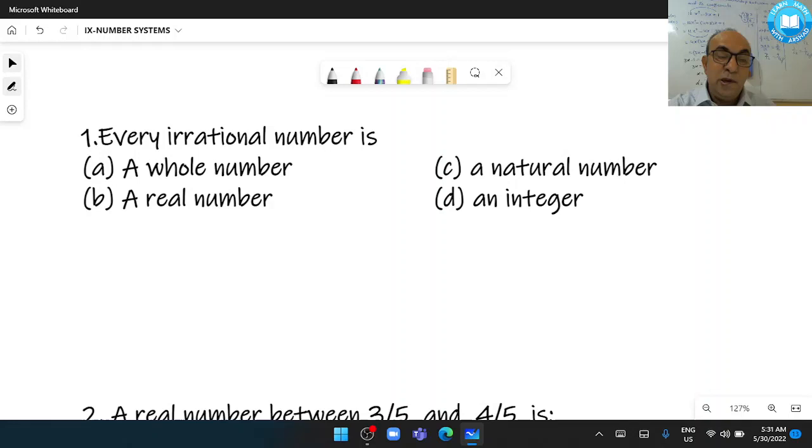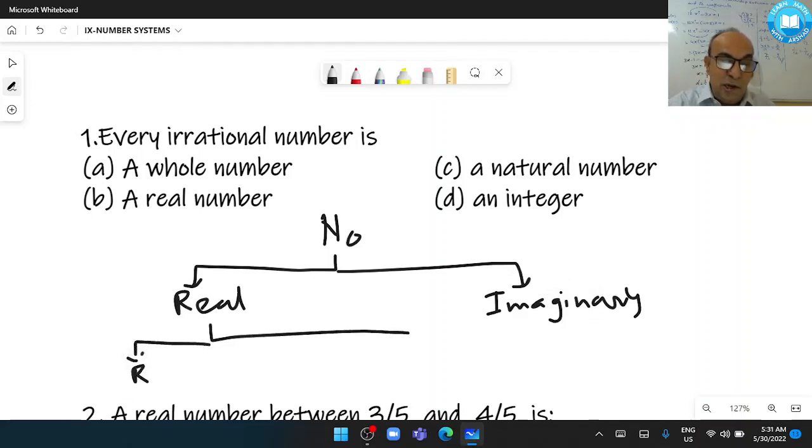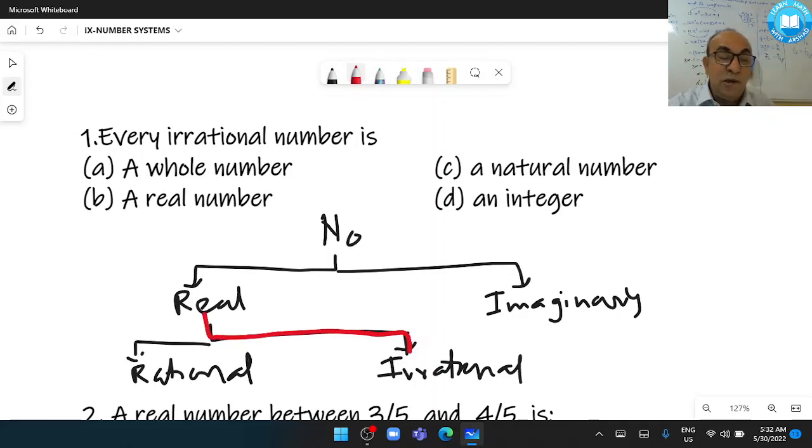So children, numbers are classified like this. Number is classified as real and imaginary, and then real is classified as rational and irrational. Every irrational number, you can check it from here, it is an irrational number. If you move up, then every irrational number is a real number. So the answer of this question is this.